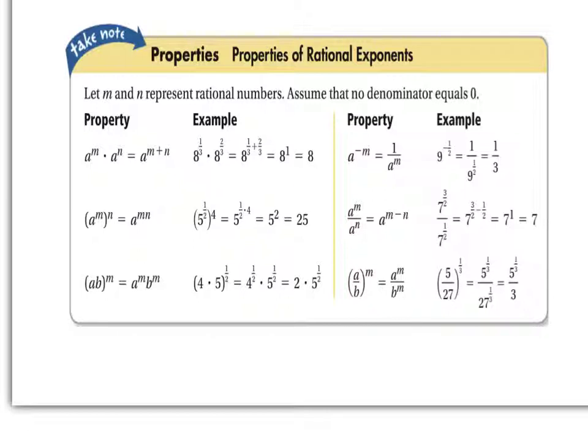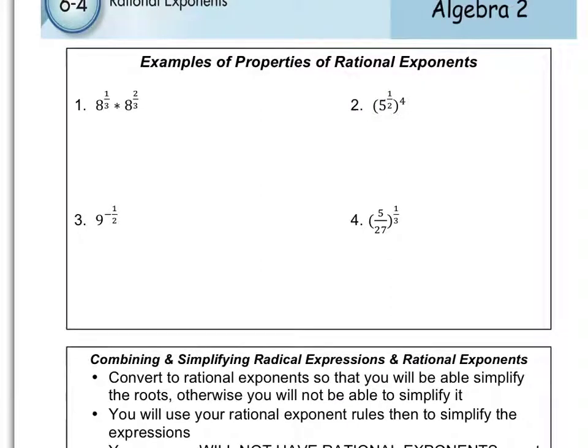Okay? So, let's take a look at some examples now that you've seen these properties. The properties of rational exponents are the exact same thing as the properties of exponents. Okay, so now let's take a look here at a couple of examples.